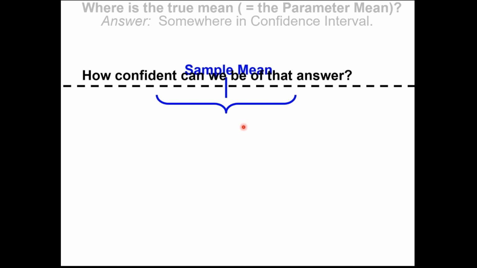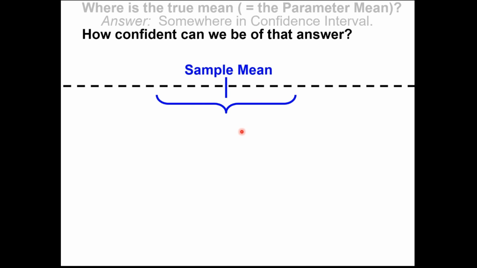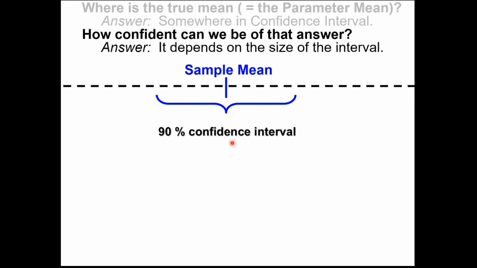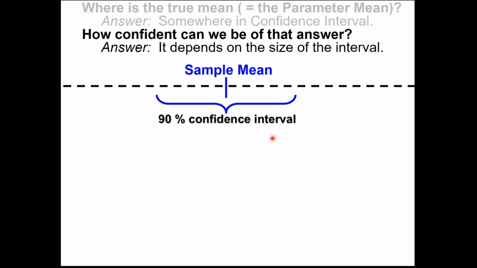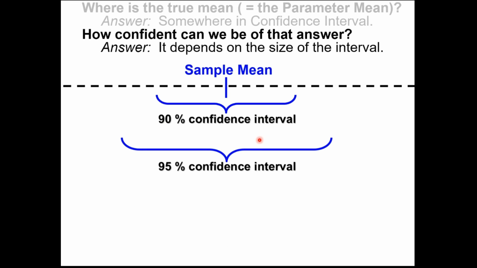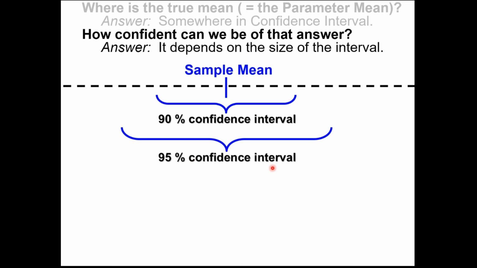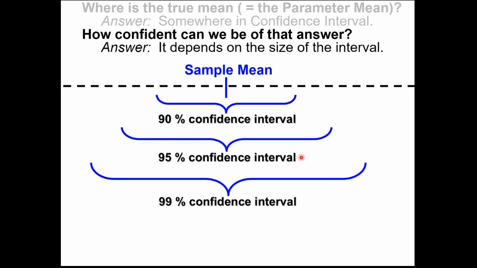And how confident can we be? Well, it depends upon how it was calculated. You can put a confidence value into the formulas. For example, if we had put into the formula a 90% value, then this would be a 90% confidence interval. If we wanted to be more sure of where the parameter was, then we could have a 95% confidence interval. Okay, and you can see that it gets bigger the more confidence you want, and 99.